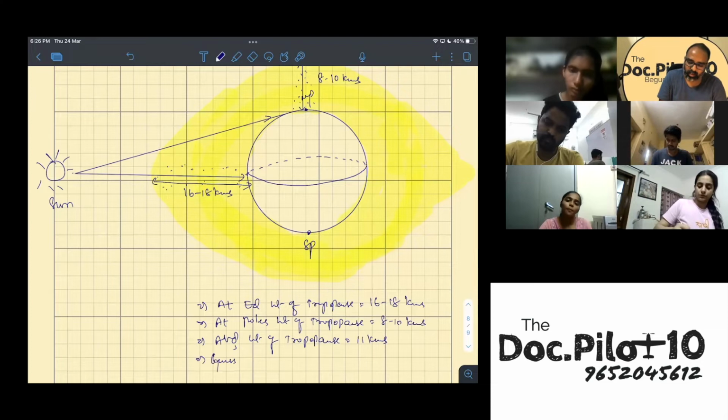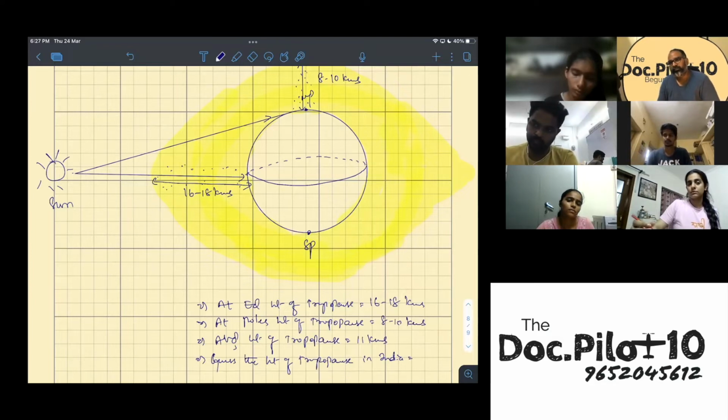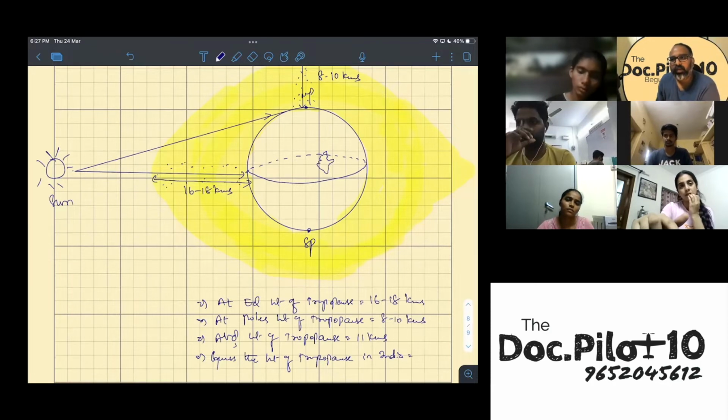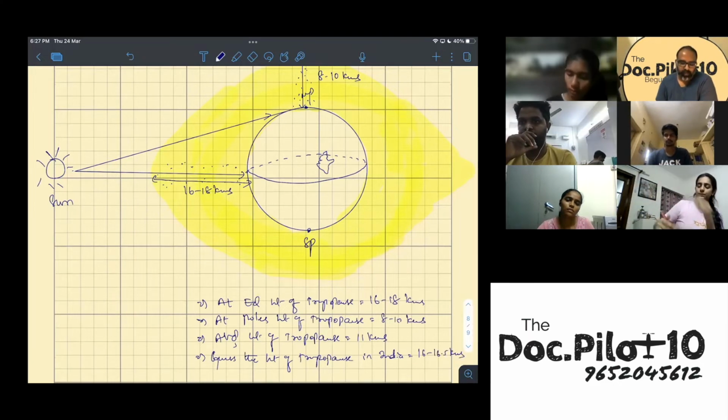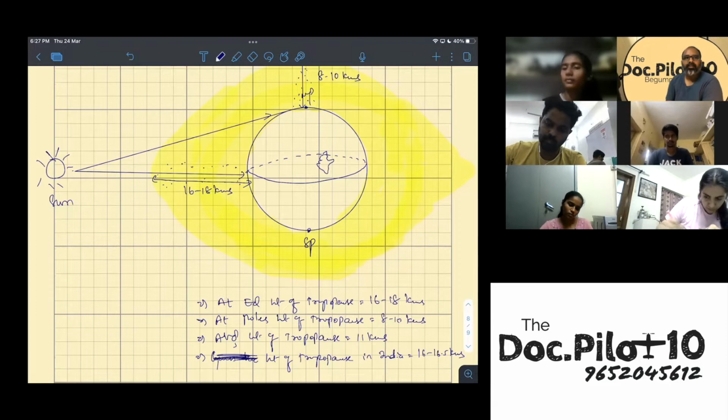Guess the height of tropopause in India. Tell me, is India close to the poles or close to the equator? Equator, correct? Somewhere India is here. Okay, so the average height is around 16 to 16.5 kilometers. Everything is a question. They will not ask you to guess, they will ask the height of tropopause over India. Am I clear on this?